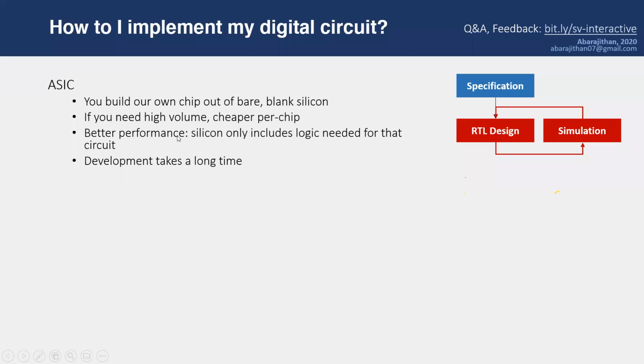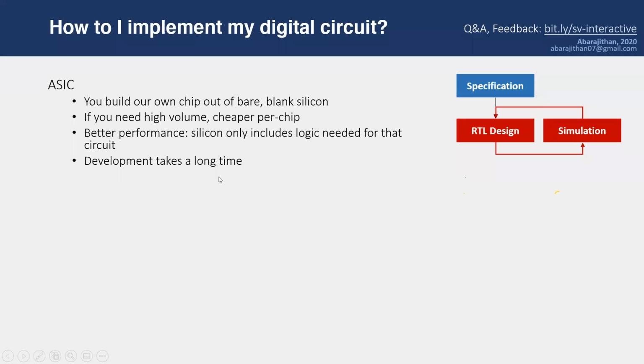But the problem is, only if you have high volume is it cheaper. If you have low volume, if you want to make 100 chips or 50 chips or something, an ASIC is very expensive. On the other hand, it has better performance, because that silicon will have only the logic you need, only the multiplexers you need. So it will be very fast, and the chip will be smaller.